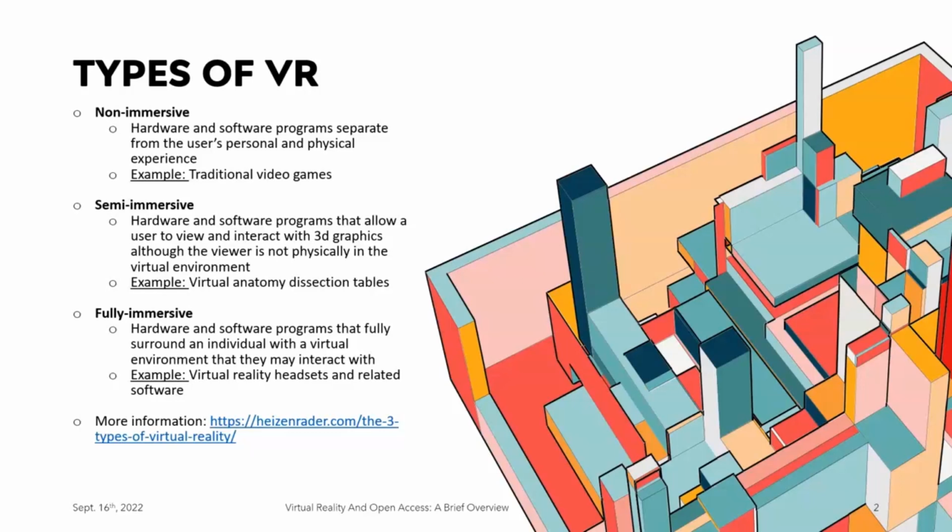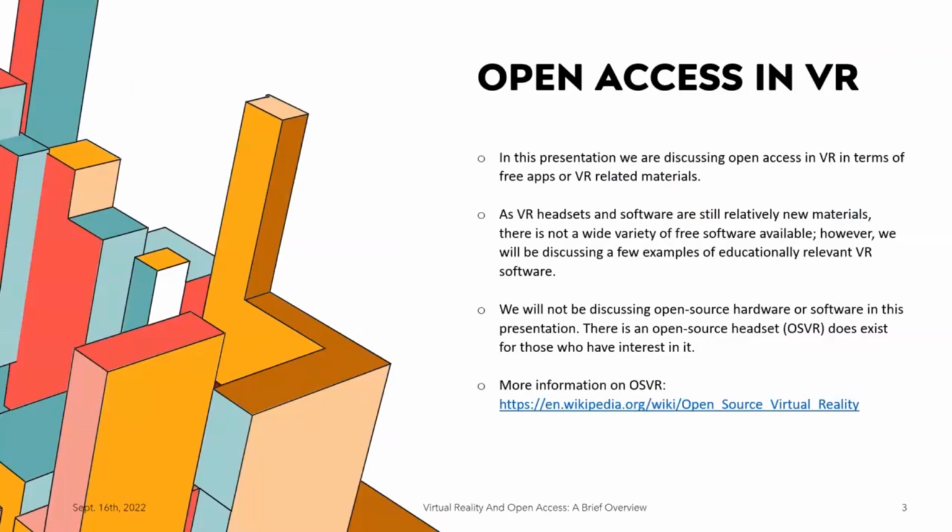Now, our final type of VR that I think most of us consider to be virtual reality nowadays would be fully immersive. And these are hardware and software programs that are fully surrounding an individual within a virtual environment. So this would be things like virtual reality headsets and the related software that goes along with these headsets. This is where the user can fully immerse him or herself within a virtual environment and interact with that environment.